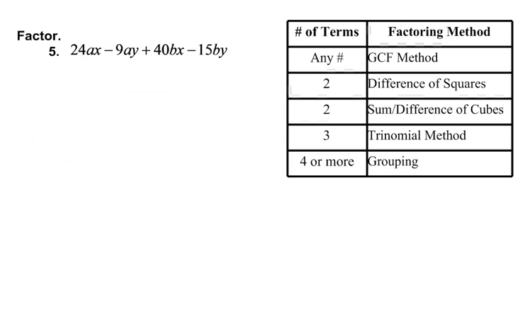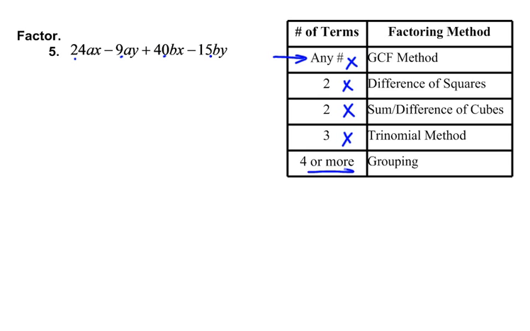Here's another one. This is back to number 5 on the worksheet. As we look through the list, we start off checking for a GCF. Now, if you look at 24ax and 9ay, you might see a GCF between those two, but it probably does not come out of 40bx and 15by. So there's not really one number that comes out of all 4 of those terms, unfortunately. So we can't use the GCF method. We know we don't have 2 terms, so we're not going to use those methods. And we know we don't have 3 terms, so we're not using the trinomial method.